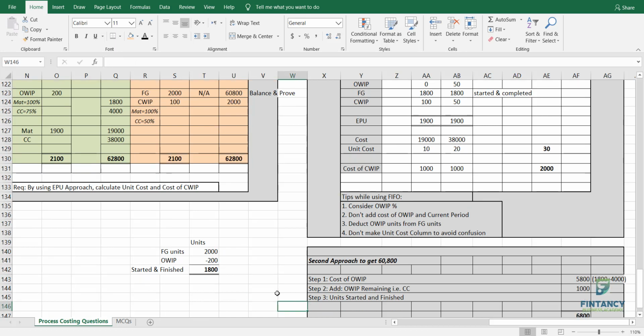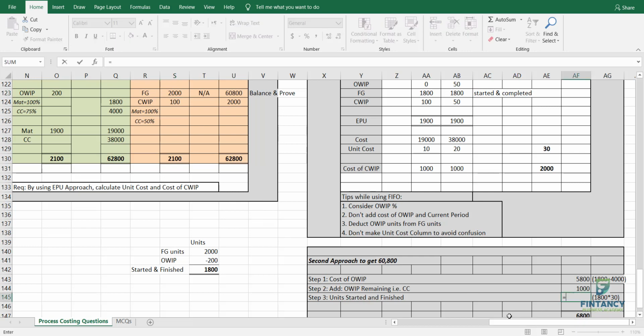The third thing is, my friends, those units which were started and completed during the month, which are 1,800. So now what you will do is, you will say, okay, 1,800 multiply by the unit cost of the month, which is how much? 30. Now you know why I didn't keep this 30 here. See, I am saying not applicable. Why? Because this 30 pertains to the units which are started and completed, which are 1,800. This 30 doesn't pertain to these 2,000 units in totality. I hope you got the point.